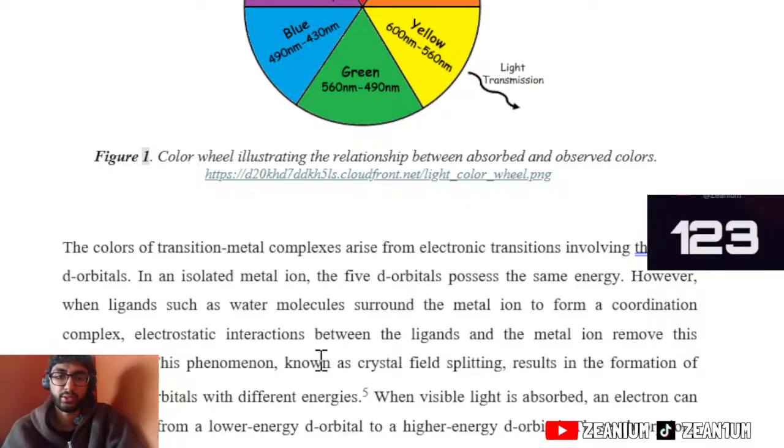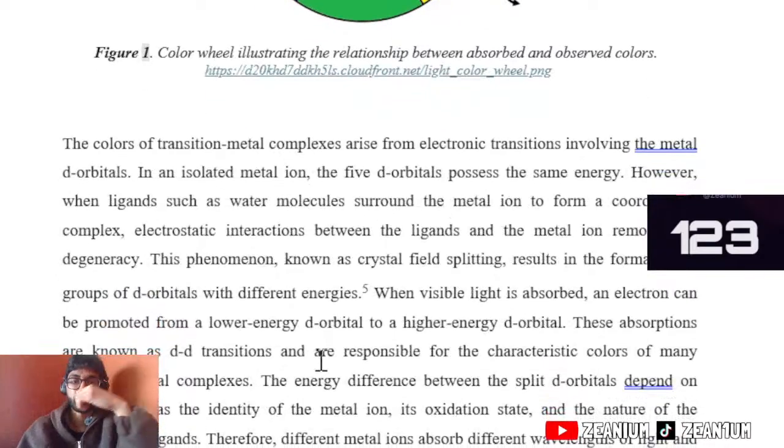Okay. Anyway, where was I? The middle d orbitals.